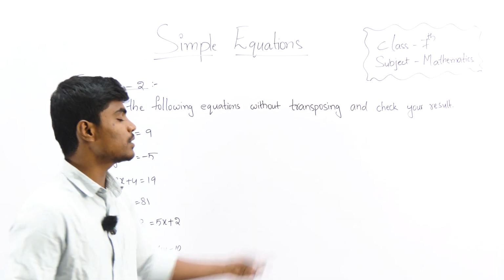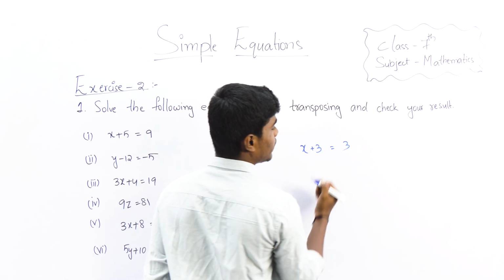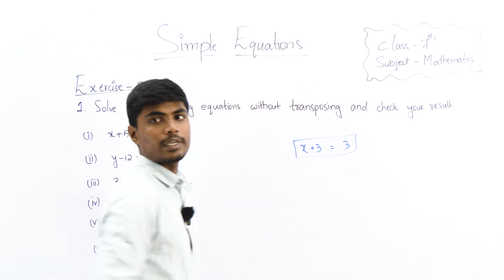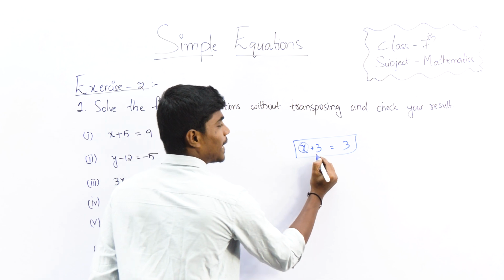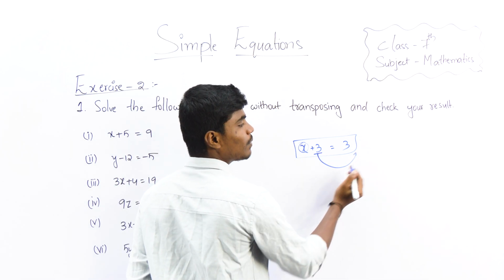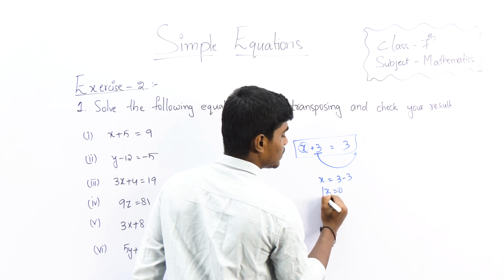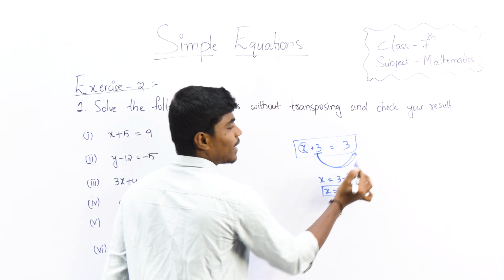See, what is transposing? If we take the equation x plus 3 is equal to 3, we have to find the x value here. Generally what we do is, plus 3 is adding on this side, and if we move it to the right-hand side, it will subtract. x equals 3 minus 3, x equals 0. This is the solution. Here we are transposing plus 3 to the right side.